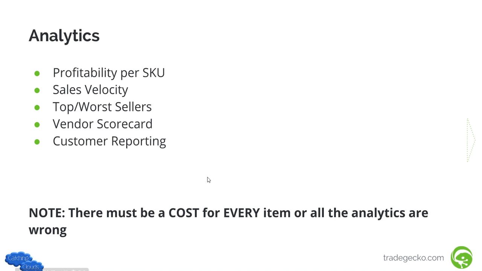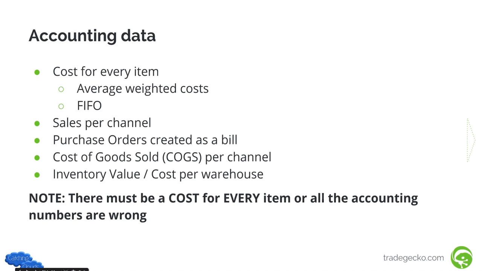The other piece I'll point out a couple times probably is that if you haven't stored a cost for every product and every SKU and every variant, your analytics are wrong. Okay? Now, the sales and the high-level stuff will be the same, but without the cost, you can't look at the profitability numbers. So that's pretty critical. All right, the next thing is accounting data.